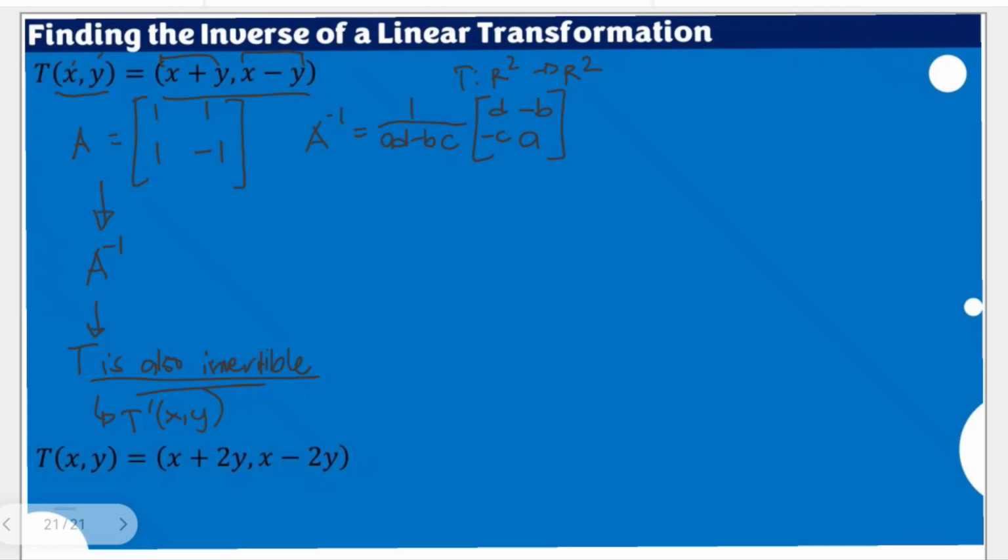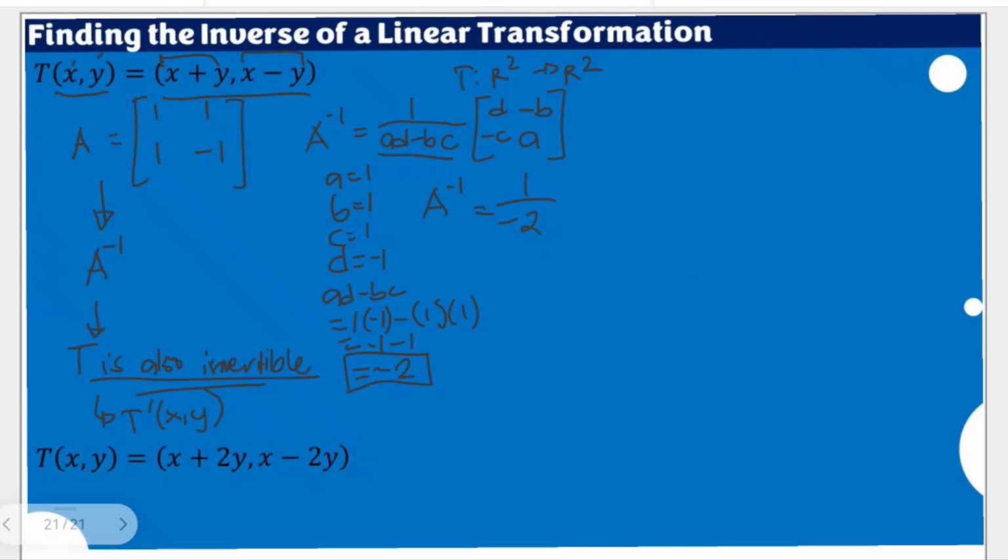Here our A is equal to 1, B is 1, C is 1, and D is negative 1. So the inverse of A is equal to, you will solve first the determinant, AD minus BC. That's 1 times negative 1 minus 1 times 1, so that's negative 1 minus 1. AD minus BC is negative 2. So you will have here 1 over negative 2.